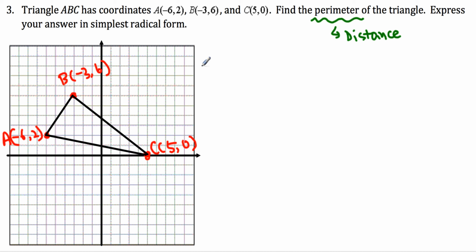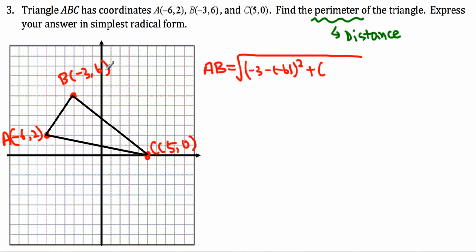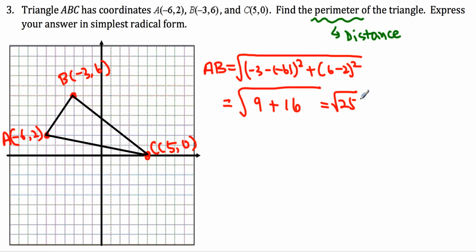So let's first find AB. What is the length of AB? That is the square root of x2 minus x1, so negative 3 minus negative 6, squared, plus y2 minus y1, so 6 minus 2, squared. So what is negative 3 minus negative 6 squared? That's right, it becomes 9, because negative negative makes that into positive. 6 minus 2 equals 4. Squared becomes 16. So we get the square root of 25. We know that to be equal to 5.